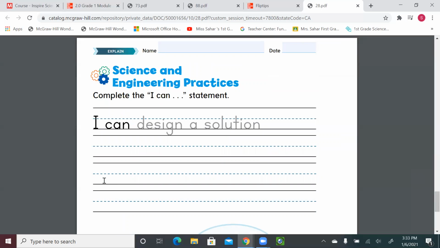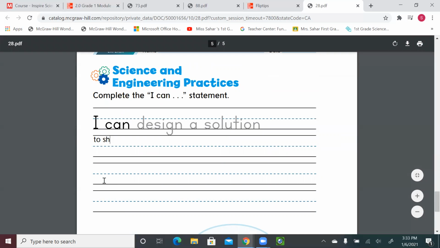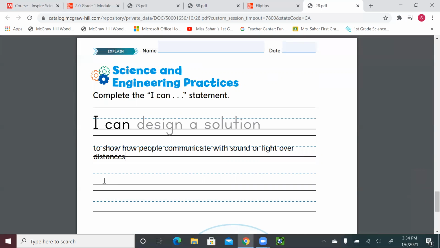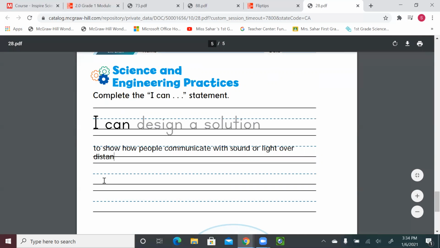I can design a solution to show how people communicate with both sounds or light over distance. Put it down.